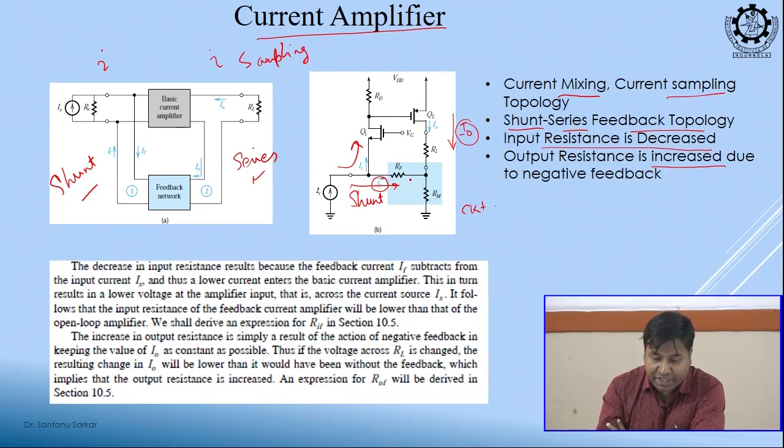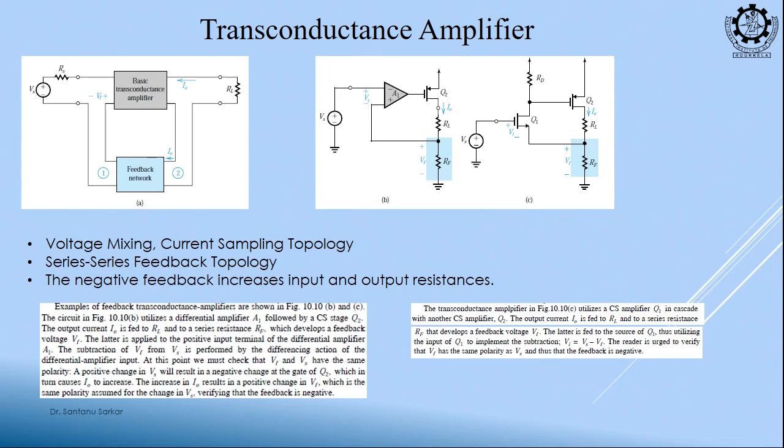So, this branching, this ratio will give me my beta, a fraction of current will flow, right. So, output side we are sampling current, input side also source is input current and feedback is also current. So, this is shunt series feedback topology or current amplifier topology. Next example is transconductance, we already discussed, right. So, let us just discuss the circuit.